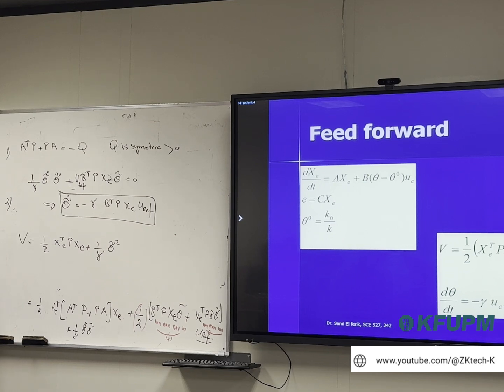So, to summarize, we need to make sure that V prime is negative, that XE is converging to zero faster than theta is converging to a constant, whatever constant it is. This is all our conditions to make sure that the system is stable. Exactly.